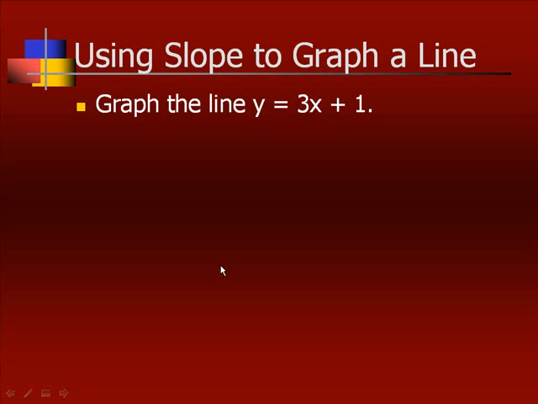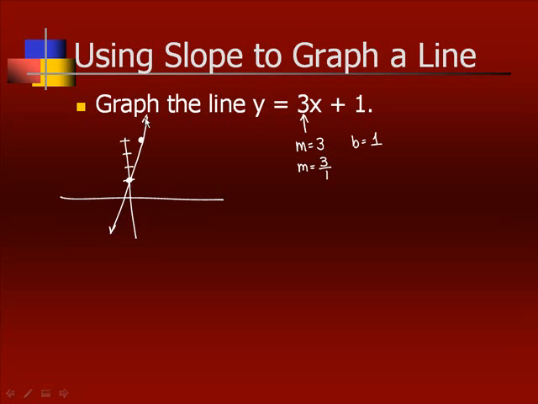So, if we were going to do this, we could look at this: graph the line y equals 3x plus 1. Automatically, we know that slope is 3. We know that the y-intercept is 1, which means it's going to cross the y-axis at 1. Well, if slope is 3 over 1, which means from this given point, we're going to rise 3, run 1. That's enough that we need to graph our line.